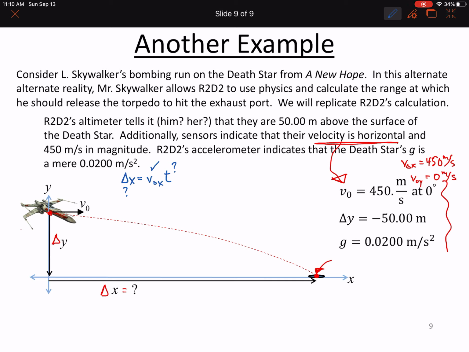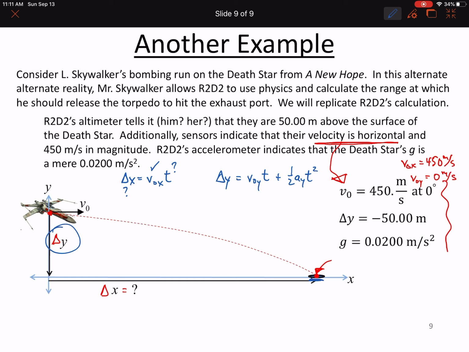So if you look at the vertical equations of motion, you look down the list and you'll see that we don't know the final y velocity, and most of the equations of motion involve the final vertical velocity, so the y component of the final velocity, except for one. And it's exactly the same equation of motion that we used in the last example, but it's going to look very different here, for a couple of different reasons. But we're still looking for time.